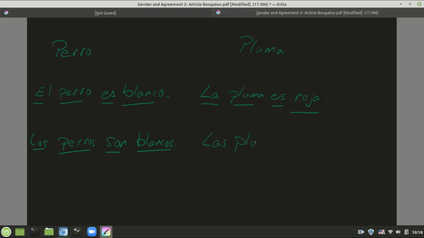So I'm going to say plumas. We're going to do the same thing here and turn es to son. And then we're going to take roja and make that plural as well. And we have las, which means the. Plumas is pens, son are, and rojas red. Las plumas son rojas, the pens are red.